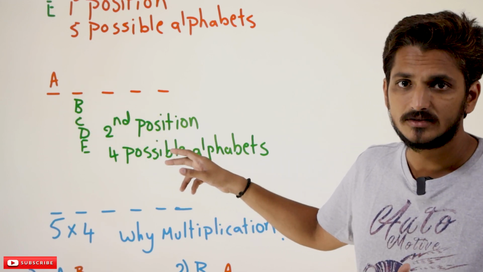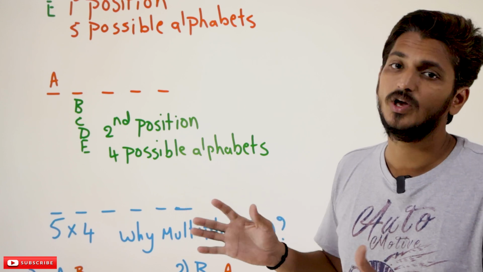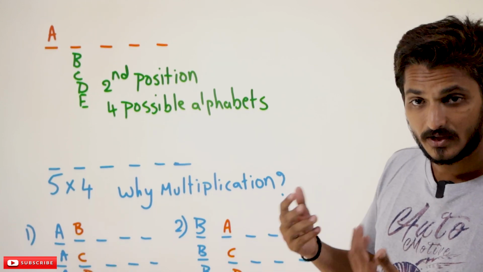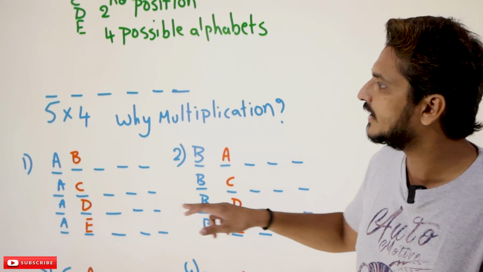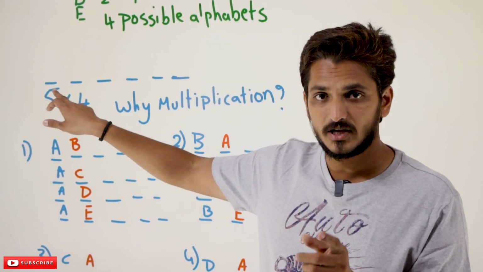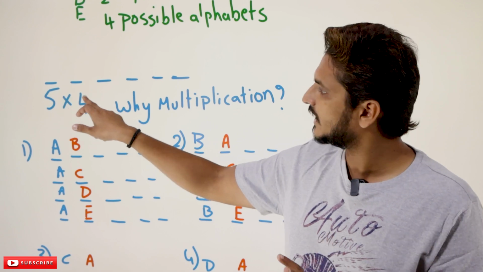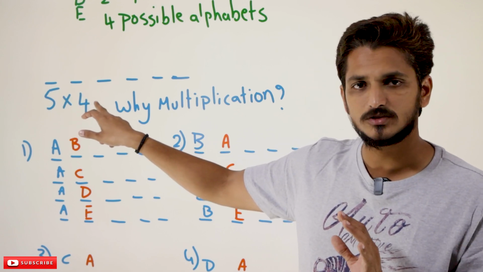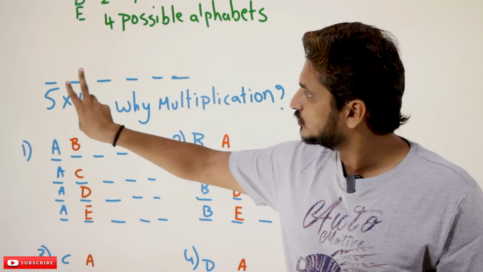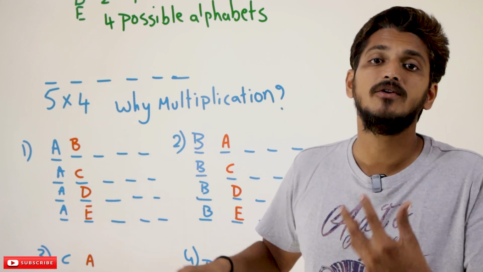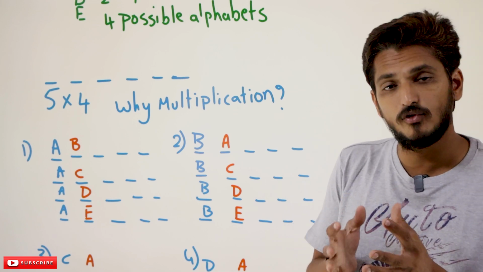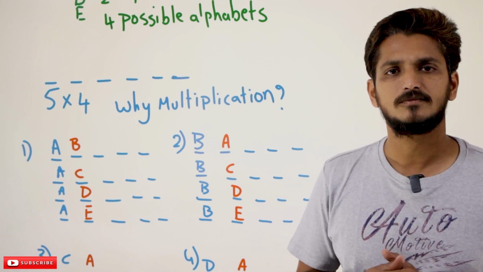How many different possibilities do you have to fill the first 2 positions? If you understand this, solving permutations is very, very easy. The first position can be filled with 5 different possibilities. The second position can be filled with 4 different possibilities. In total, these 2 positions can be filled in 5 multiplied by 4, that is 20 different possibilities.